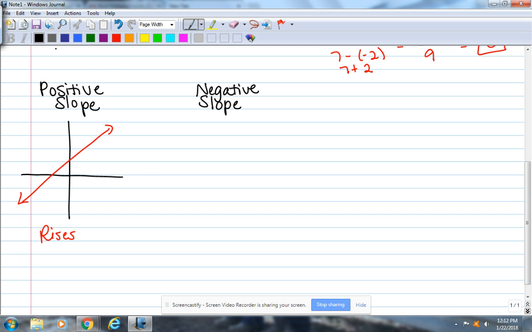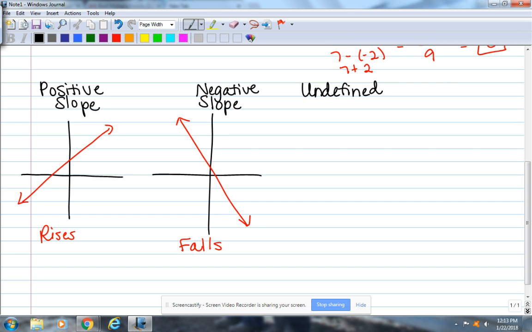Negative. So if a positive slope rises from left to right, then a negative slope will fall from left to right. It's going to go down from left to right. Then we have our 2 other special situations. We have undefined slopes, and then we have 0 slopes.